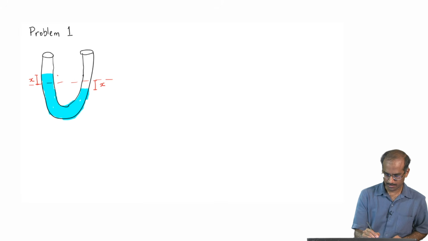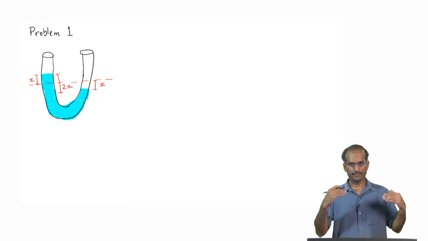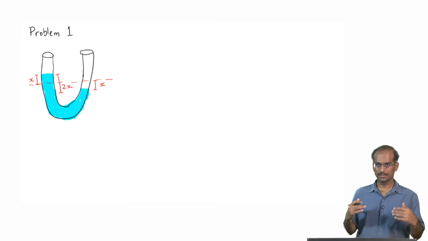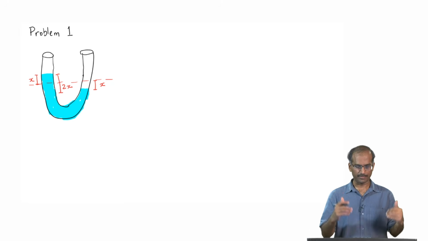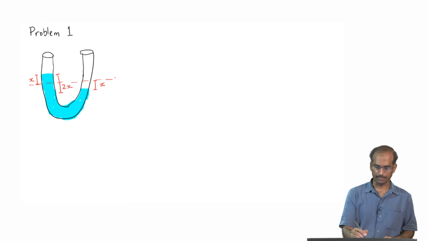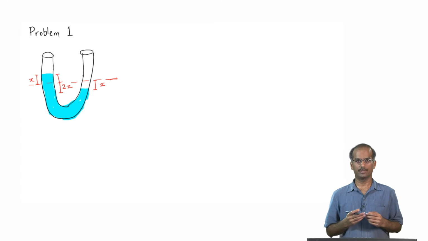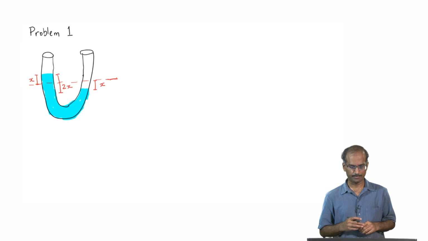So, that the net displacement here would be 2x, the difference between the level of liquid in both the arms after I depress it. And once I leave it, it is going to oscillate up and down, and of course, because of dissipation, finally it will come back and settle at the equilibrium position, which is this. So, now the question is, what is the time period of oscillation for this case?